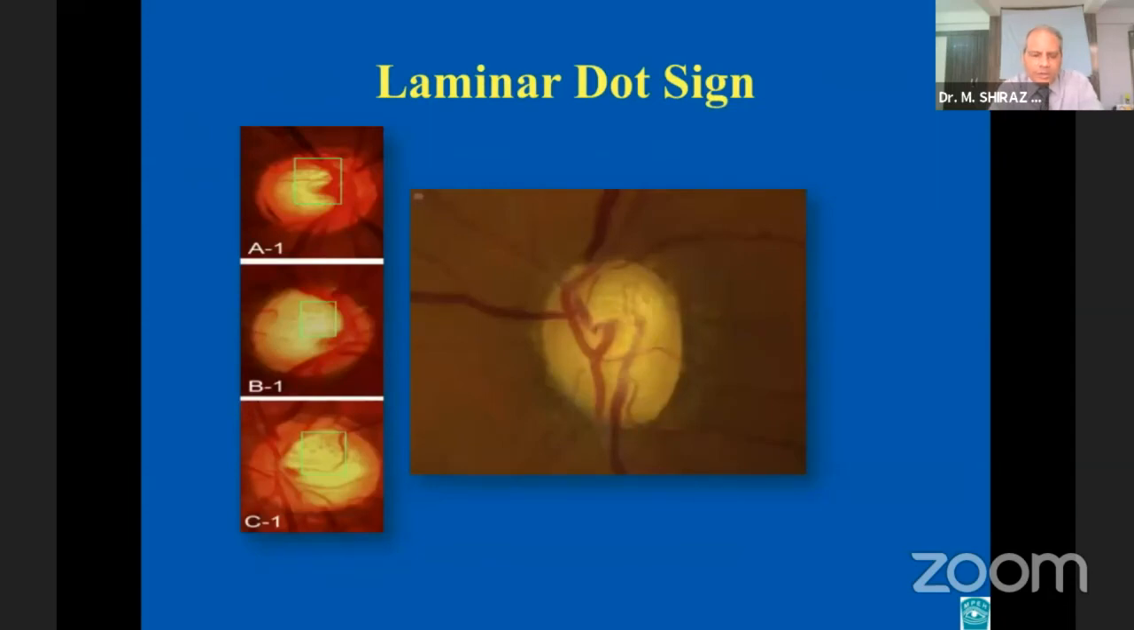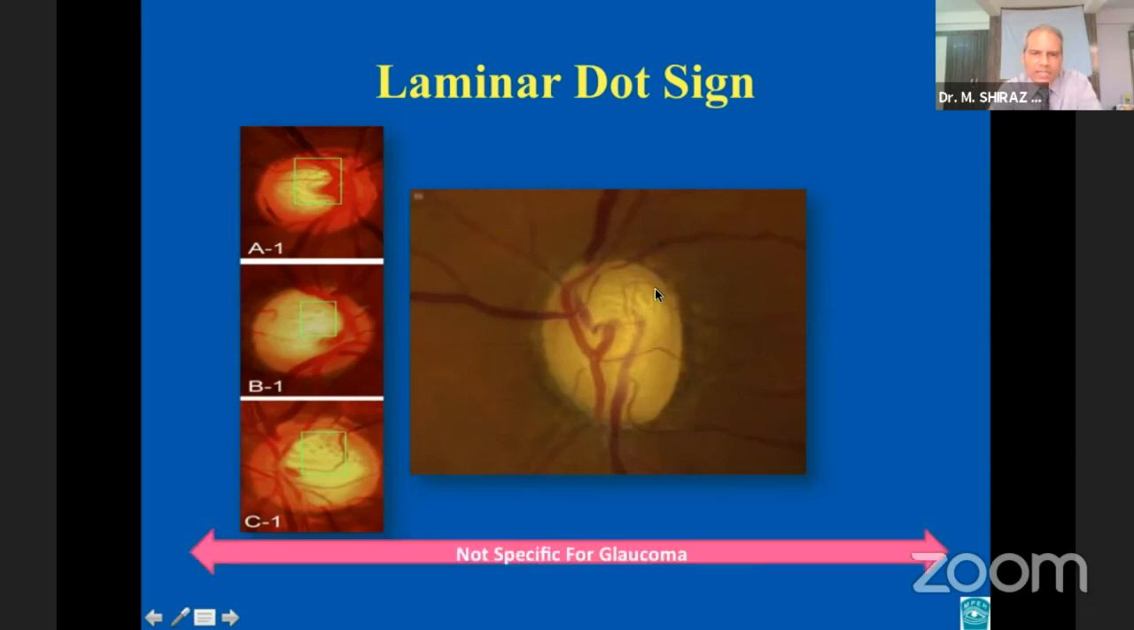Exposure of the laminar tissue occurs secondary to loss of neural tissue. The pores of the lamina cribrosa can also be seen in normal eyes. In normal eyes, these pores are usually round in shape, but in glaucoma, as cupping increases, these pores become more slit-shaped. So the appearance of these slit-shaped pores on the lamina cribrosa is known as the laminar dot sign, and this sign is not specific for glaucoma.